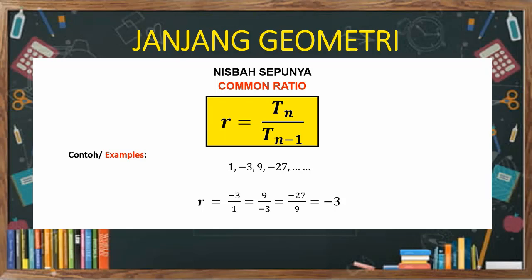Therefore, there is a constant. And the R common ratio existed. Therefore, it is a geometric progression.